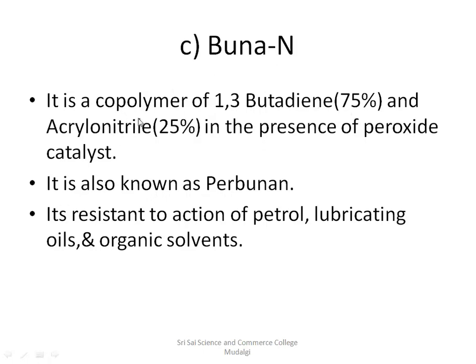But in case of Buna-N, it is acrylonitrile in the presence of a peroxide catalyst. So in case of Buna-S, sodium is a polymerizing agent, and in case of Buna-N, the peroxide acts as a catalyst. This Buna-N is also known as Perbunan, right? It is resistant to the action of petrol, lubricating oil, and organic solvents. Under Buna-N, very important, students, you should remember the monomers, that is 1,3 butadiene and acrylonitrile. Composition is 75% 1,3 butadiene and 25% acrylonitrile, right?